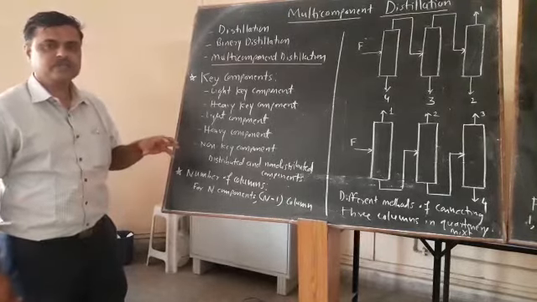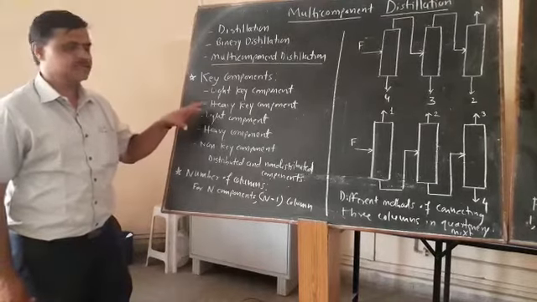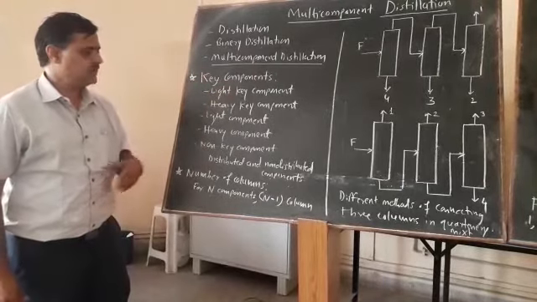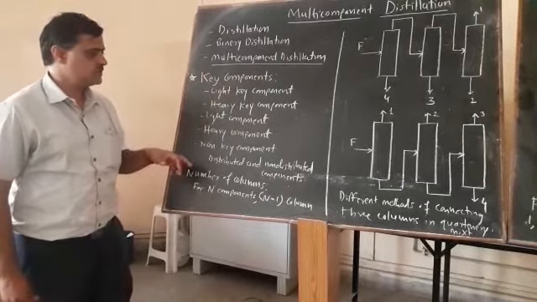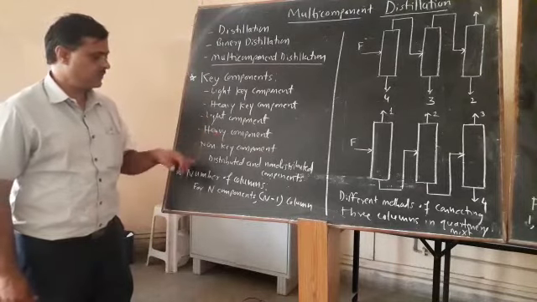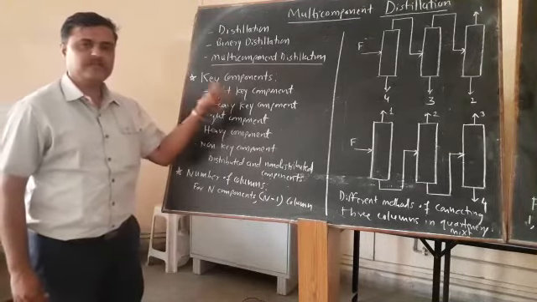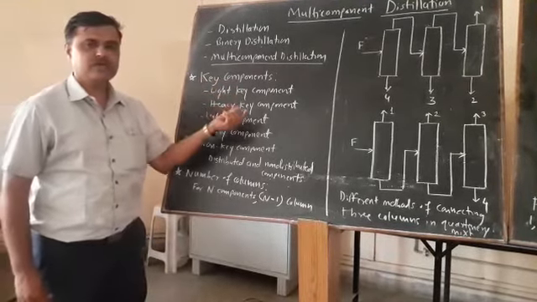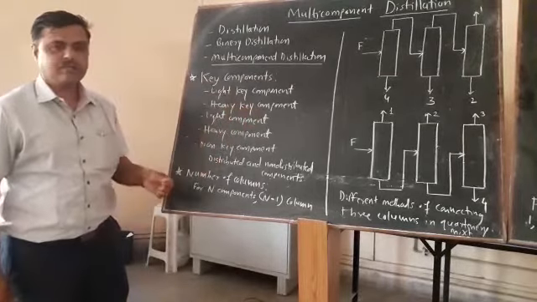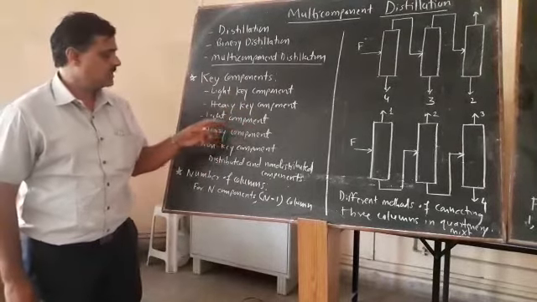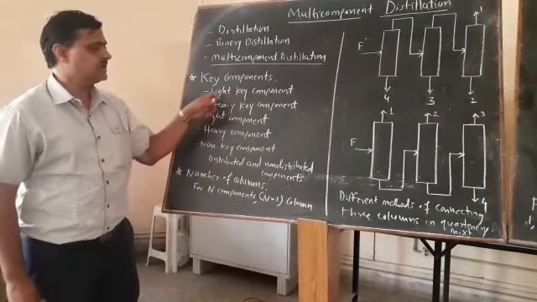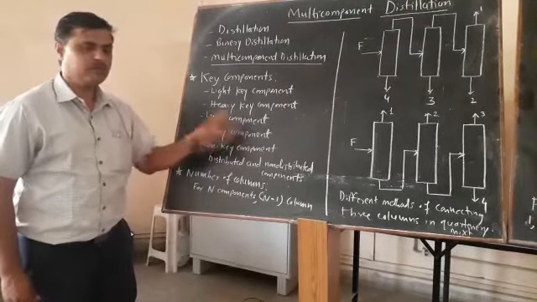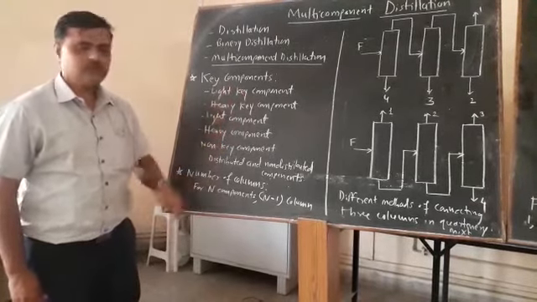There are different terms in multi-component distillation. Let us discuss them. First of all, what is meant by key components? There are light key components and heavy key components, as well as light components, heavy components, and non-key components. The light key components are the more volatile components. The heavy key components are the less volatile components. What is meant by light components? Light components are lighter than the light key component. What is meant by heavy components? Heavy components are heavier than the heavy key component.